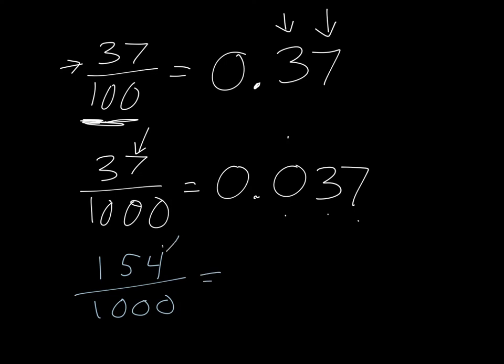I know that the 4 is going to be in the thousandths place. So I put the 4 in the thousandths place. The 5 is going to go next to it. The 1, and then I have to think about what place values are these? Thousandths, hundredths, tenths. So my decimal point goes here, and I have 0 whole.